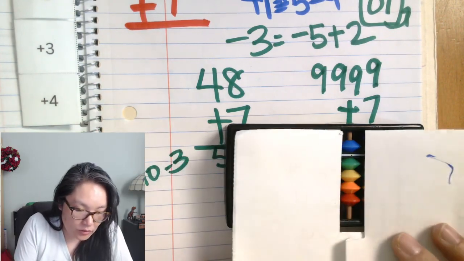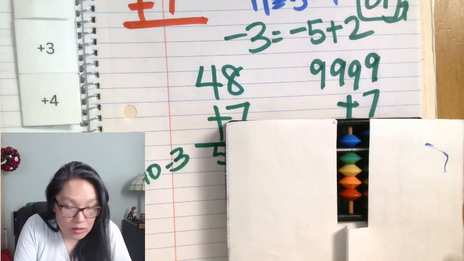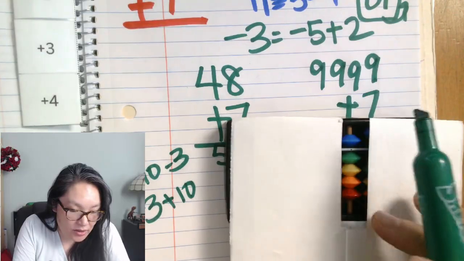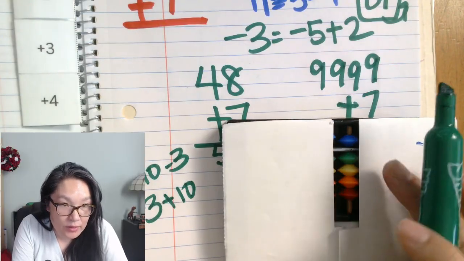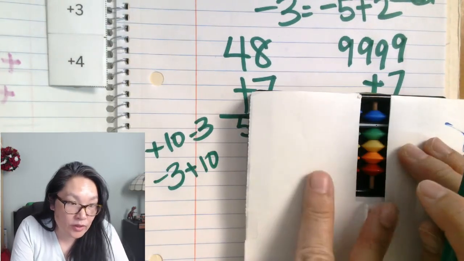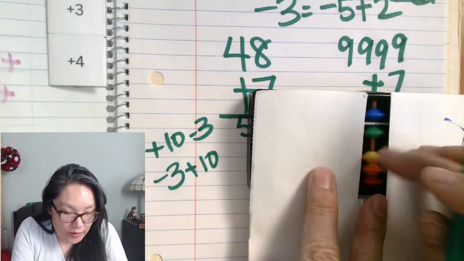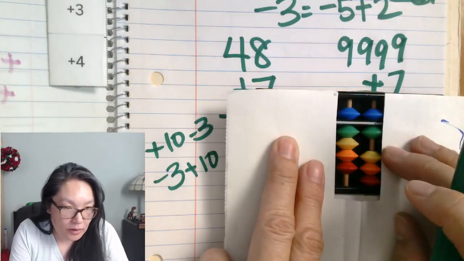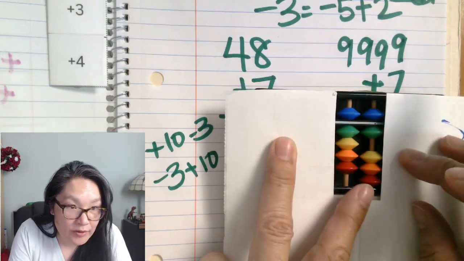What we can do is minus the 3 first and then plus the 10. Why? Because there's enough beads to take away the 3. So let's take away the 3 first so we don't forget. Now we're going to go here. We've got to plus the 10.